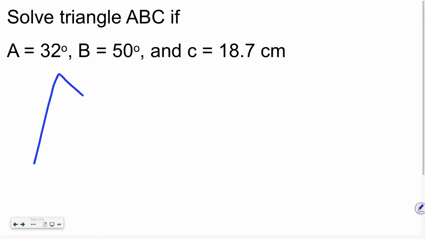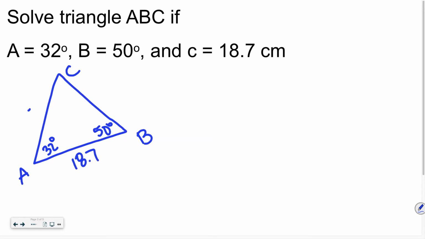So it does not have to be accurate. I think most of my triangles look like they're equilateral, but we know that this is not an equilateral triangle. But just let's get an idea of where things fall. So we know that angle A is 32 degrees, angle B is 50 degrees, and side c is 18.7 centimeters. Remember, the sides are across from the angles.